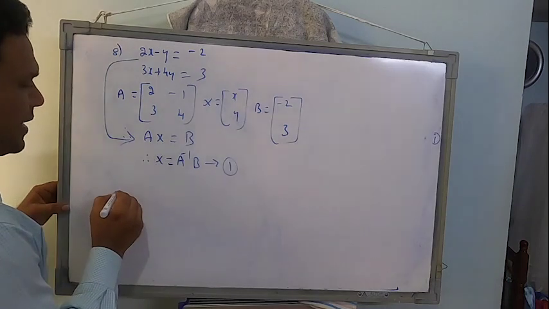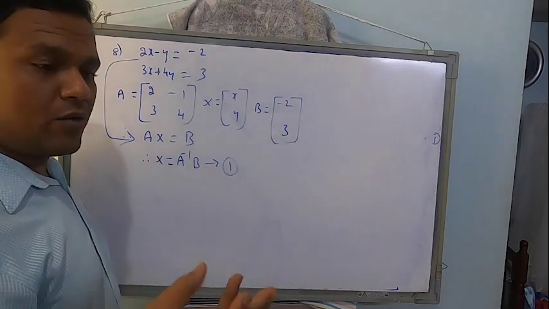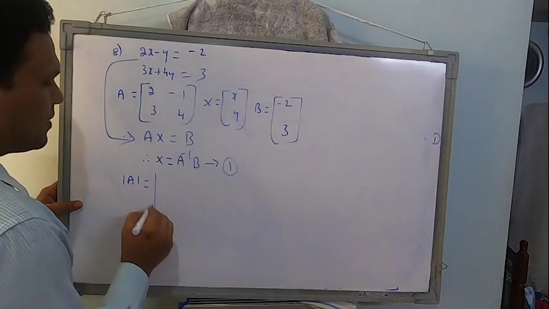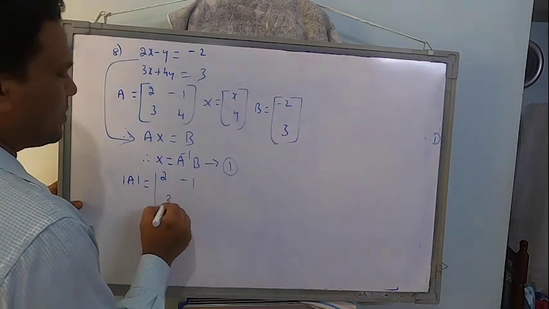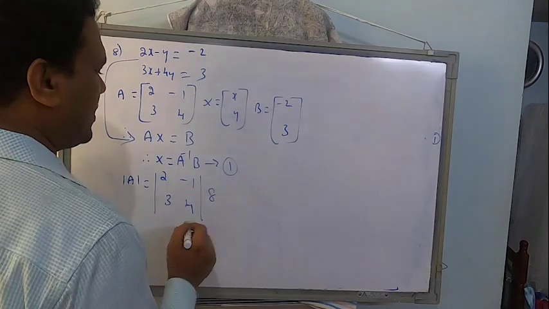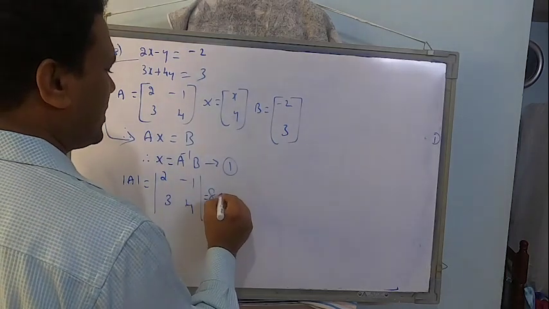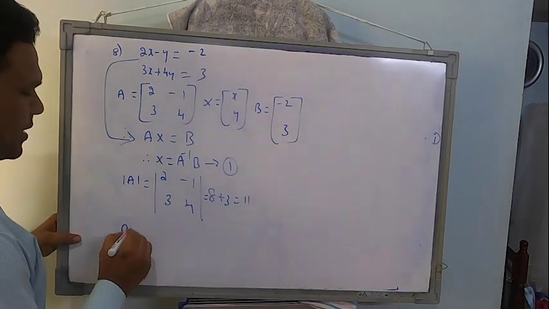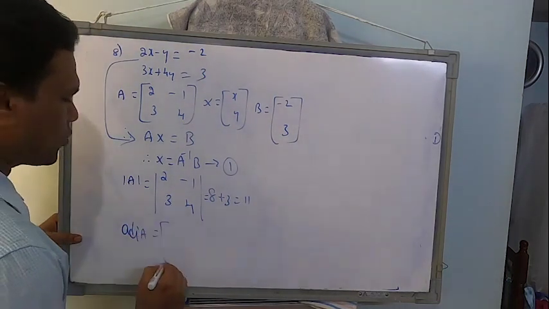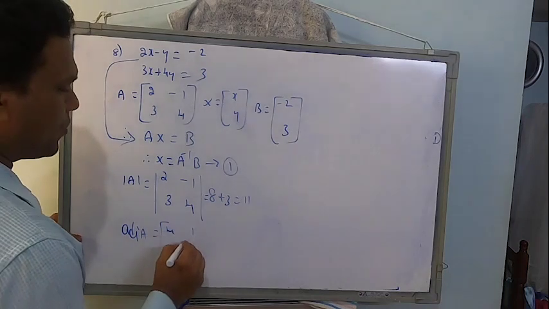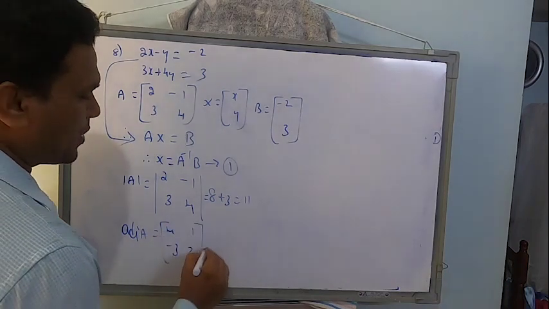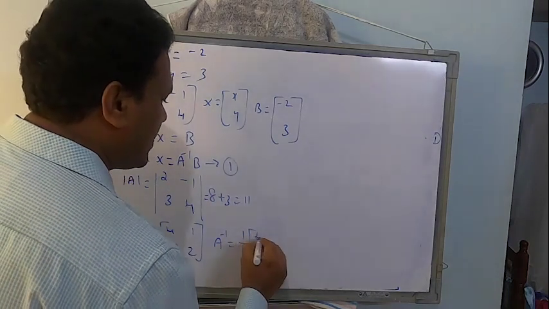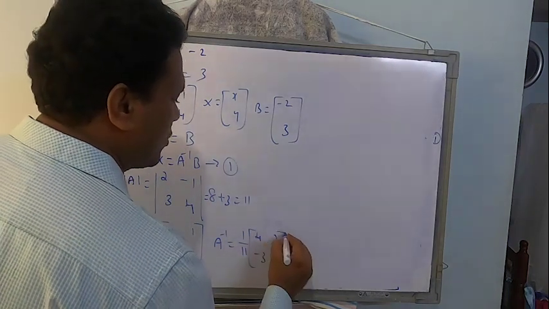So let us start by finding A inverse. What's the formula of A inverse? I should find out the determinant and the adjoint. So first let me take the determinant. It is 2, minus 1, 3, 4. So it's going to be 8 minus of minus will be plus 3, and that will be equal to 11. Correct? Now the adjoint, for a 2 cross 2, is easy. It is 4, 1, minus 3, 2. So therefore A inverse equal to 1 by 11 multiplied by the adjoint 4, 1, minus 3, 2.